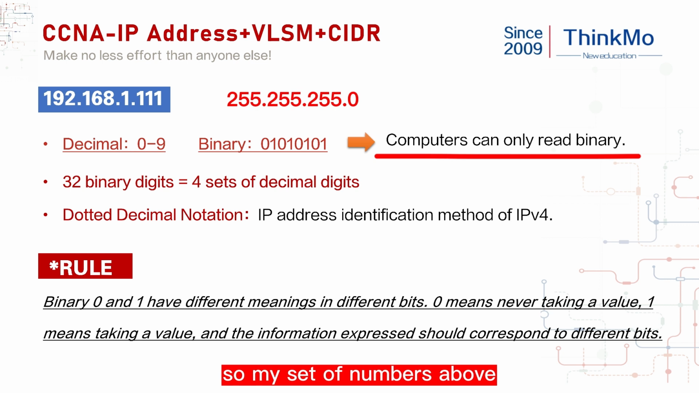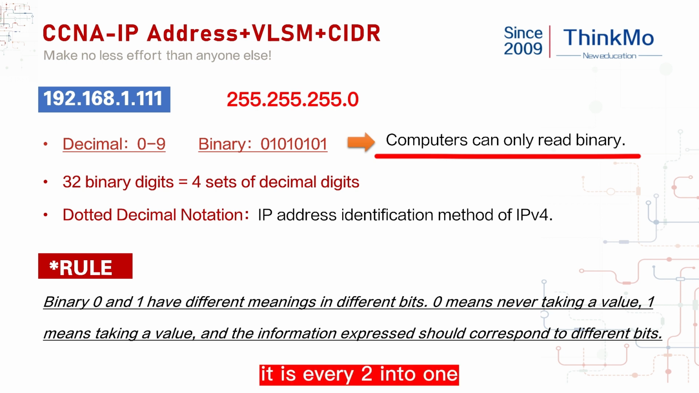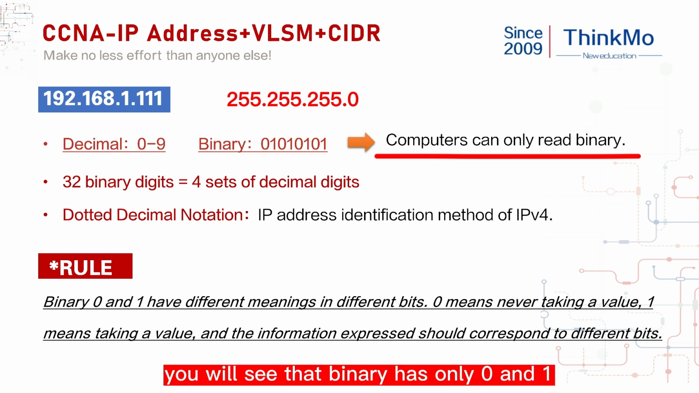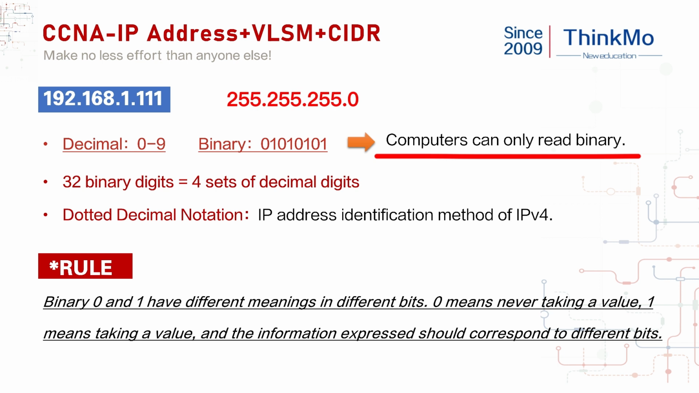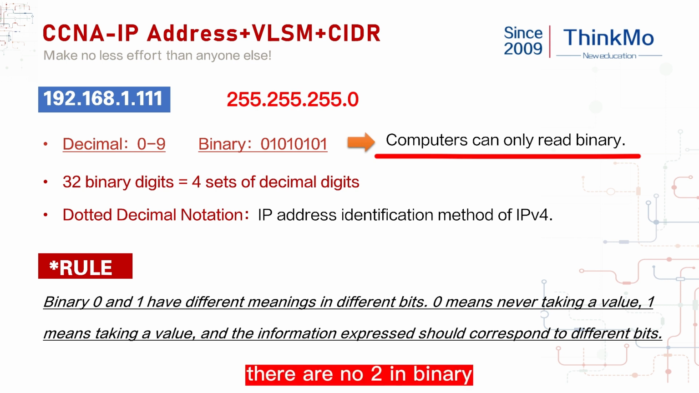So my set of numbers above is called decimal. Maybe because we grew up learning decimal, everyone has become accustomed to it. That's easy to understand. For binary, it is every 2 into 1. You will see that binary has only 0 and 1. There is only 0 to 9 in decimal, that is, there is no 10 as a single digit in decimal. Just as there is no 2 in binary.